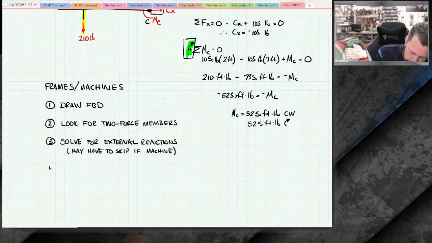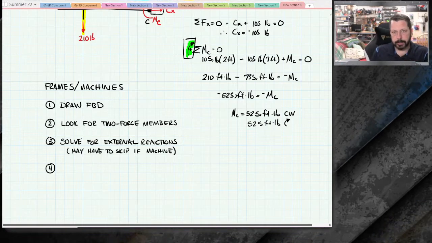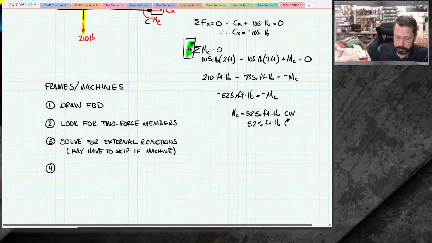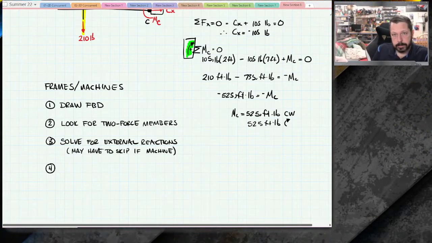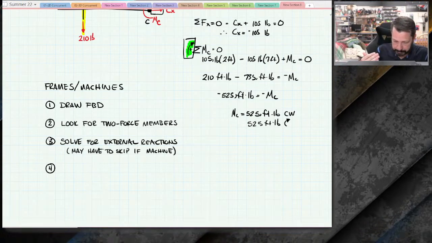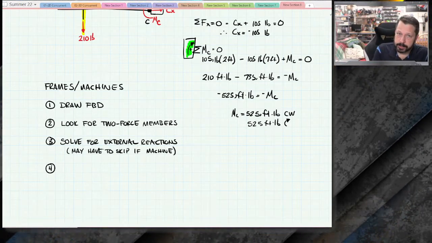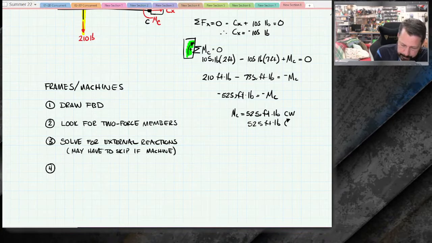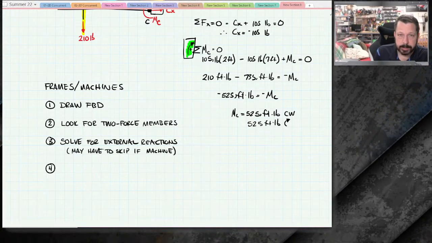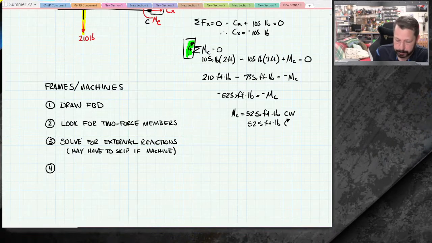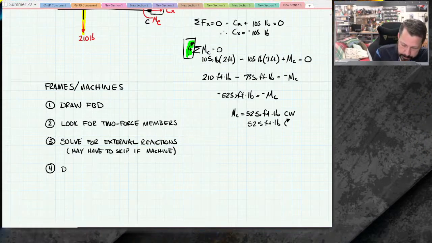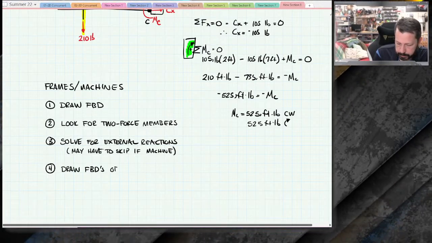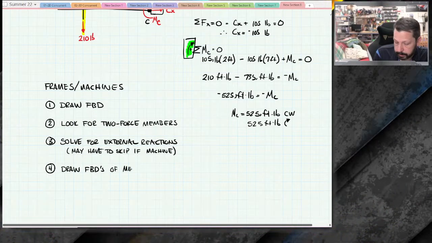Next, the next thing you do is, so in a truss, you kind of do these same things. You draw the free body diagram, you look for zero force members, you solve for the reactions, and then you either do method of joints or method of sections. So here, we can't do method of joints or sections because we don't have a truss. So what we do is I'm going to write a very general statement, and then you'll have to figure out exactly how to apply that in every instance. But I'm going to write, draw free body diagrams of members of interest is what we'll do.